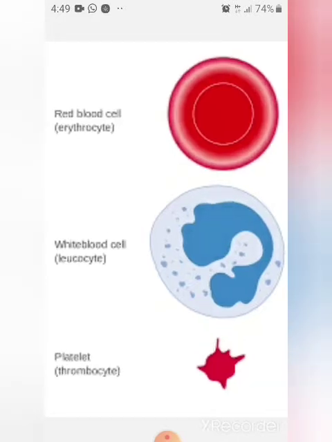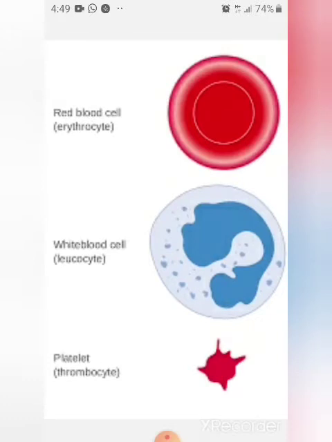Erythrocytes are red in color because they contain the pigment hemoglobin. They are disc shaped and the nucleus is absent. Their main function is to transport respiratory gases. These erythrocytes or red blood cells help in carrying the respiratory gases. This is the main function of erythrocytes.